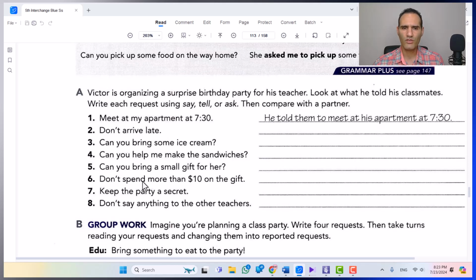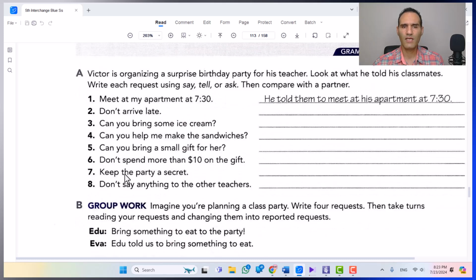Number 6, don't spend more than $10 on the gift. Imperative and negative, so not to. He told them not to spend more than $10 on the gift. Number 7, keep the party a secret. Again, order, imperative. He told them to keep the party a secret. And number 8, don't say anything to the other teachers. Negative, imperative. He told them not to say anything to the other teachers.